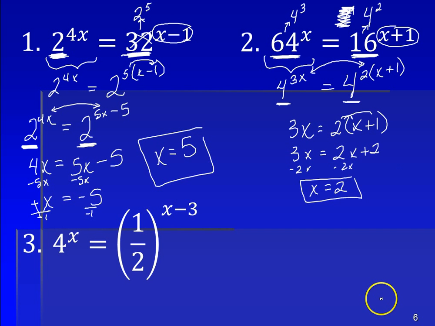Now, number 3, a little bit more challenging. It really stretches your mind because we have fractions here, and you guys don't like fractions. So I have 4 to the x equals 1/2 to a power of x minus 3. Now, with this question, there's two things that I've got to recognize, okay? First, do I want to turn the 1/2 into a 4, or do I want to try to turn the 4 into a 1/2? That's the direction I'm going to choose to go. I'm going to turn the 4 into a 1/2.